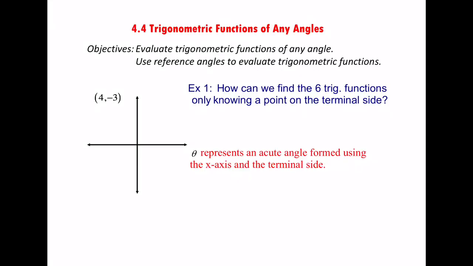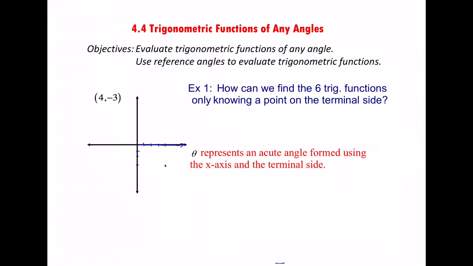Section 4.4, trigonometric functions of any angles. We're going to evaluate trigonometric functions of any angle by using reference angles to evaluate each of those functions. So the first thing is, how do we find 6 of the trig functions only knowing a point on the terminal side? So we have our initial side on the positive x-axis, and then we have the point 4 comma negative 3. So 4, 1, 2, 3, 4, negative 3.